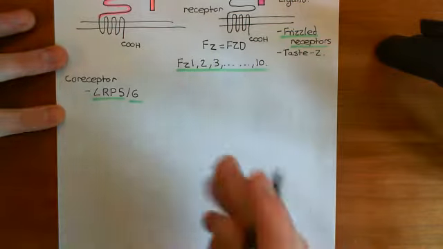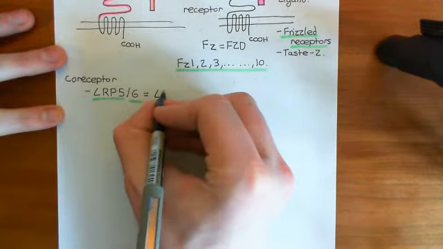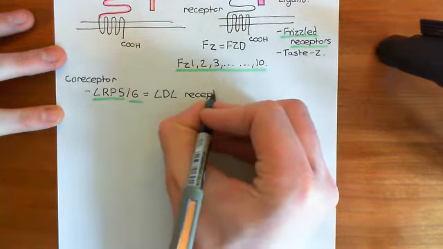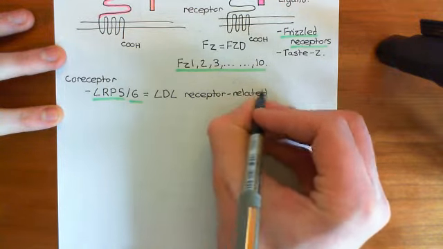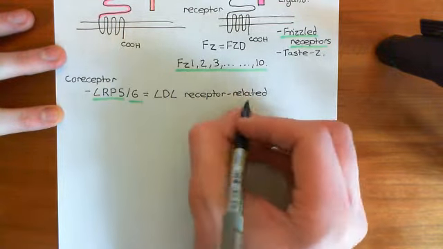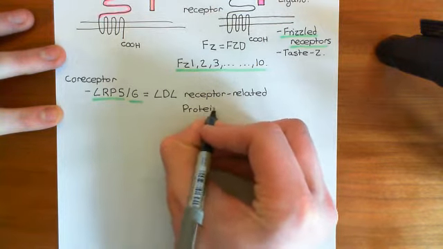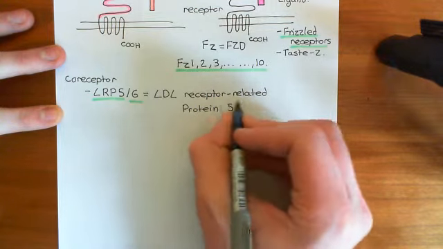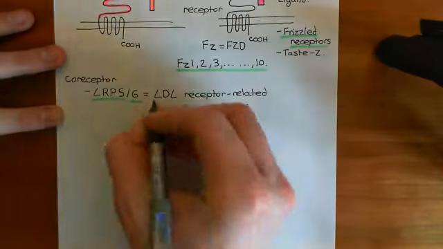So what does LRP stand for? It stands for low-density lipoprotein, LDL. The R is for receptor-related, and it gets one R rather than two because the dash makes this almost one word. The P is for protein. So this is the LRP protein: we have LDL receptor-related protein 5, and LDL receptor-related protein 6.